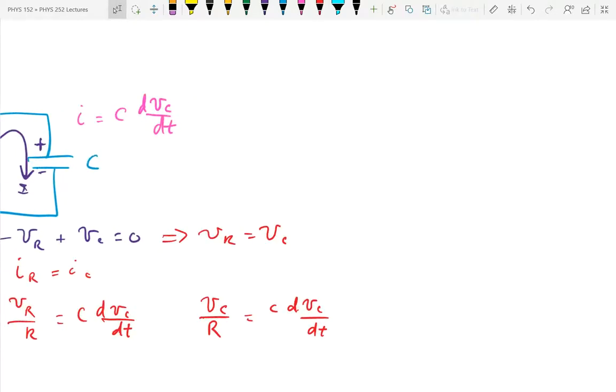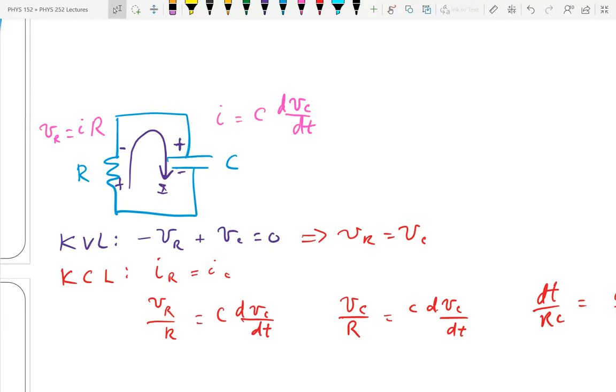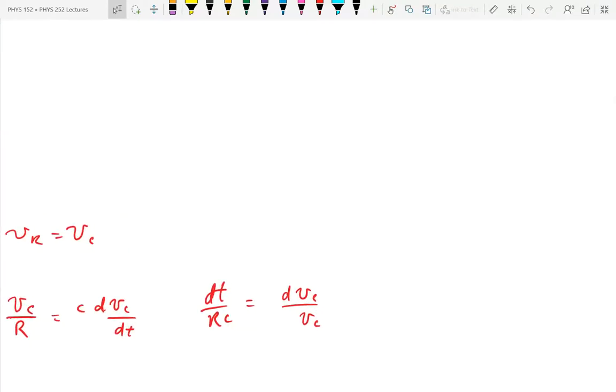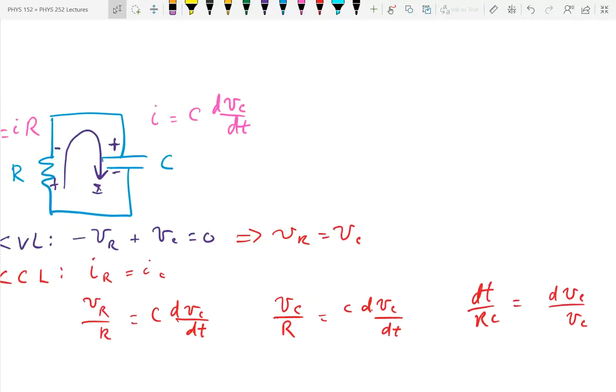I can take this and say, well, separating variables is going to be dt over RC is equal to dVC over VC. Now I have a sign that's wrong here, and I'm trying to figure out how I could have a sign wrong. I know that it's supposed to be a minus sign here. And it's pretty hard to get a sign wrong at this point. The current in the two has to be the same. I mean, after all, I drew the loop there, the same current.